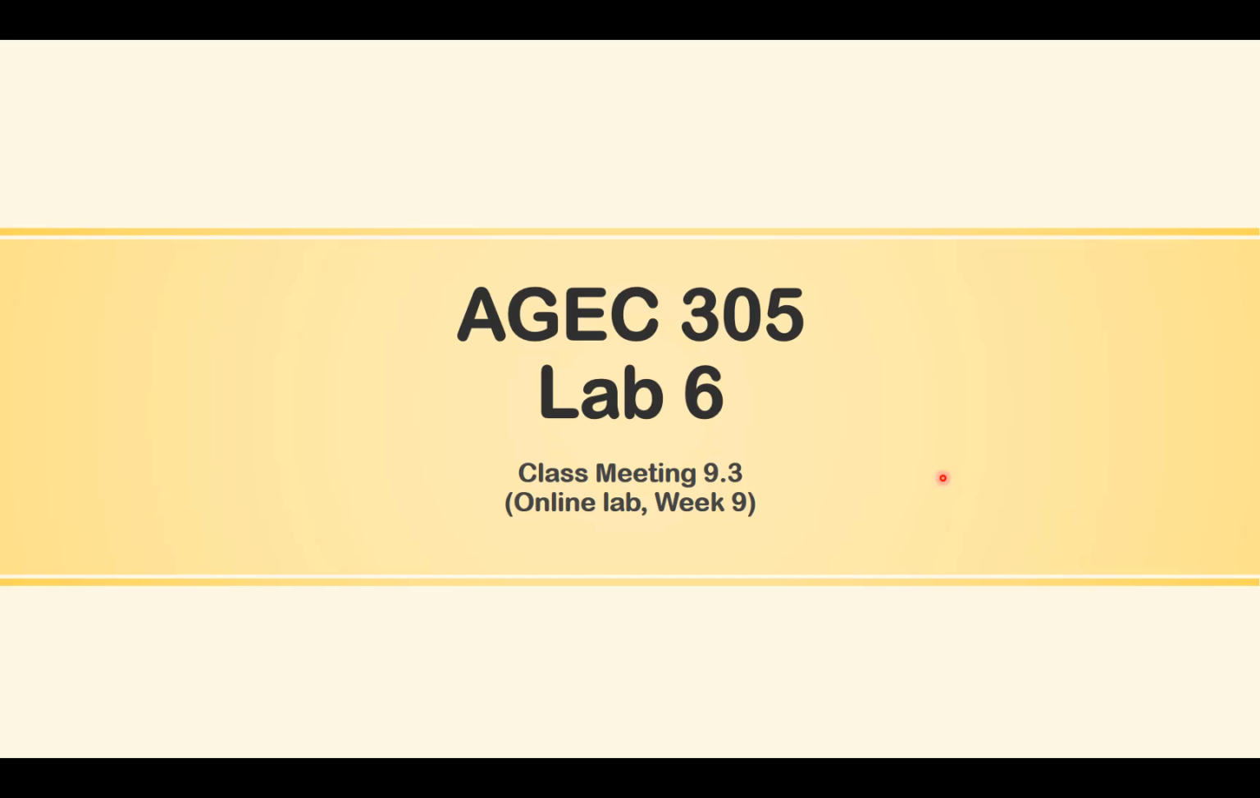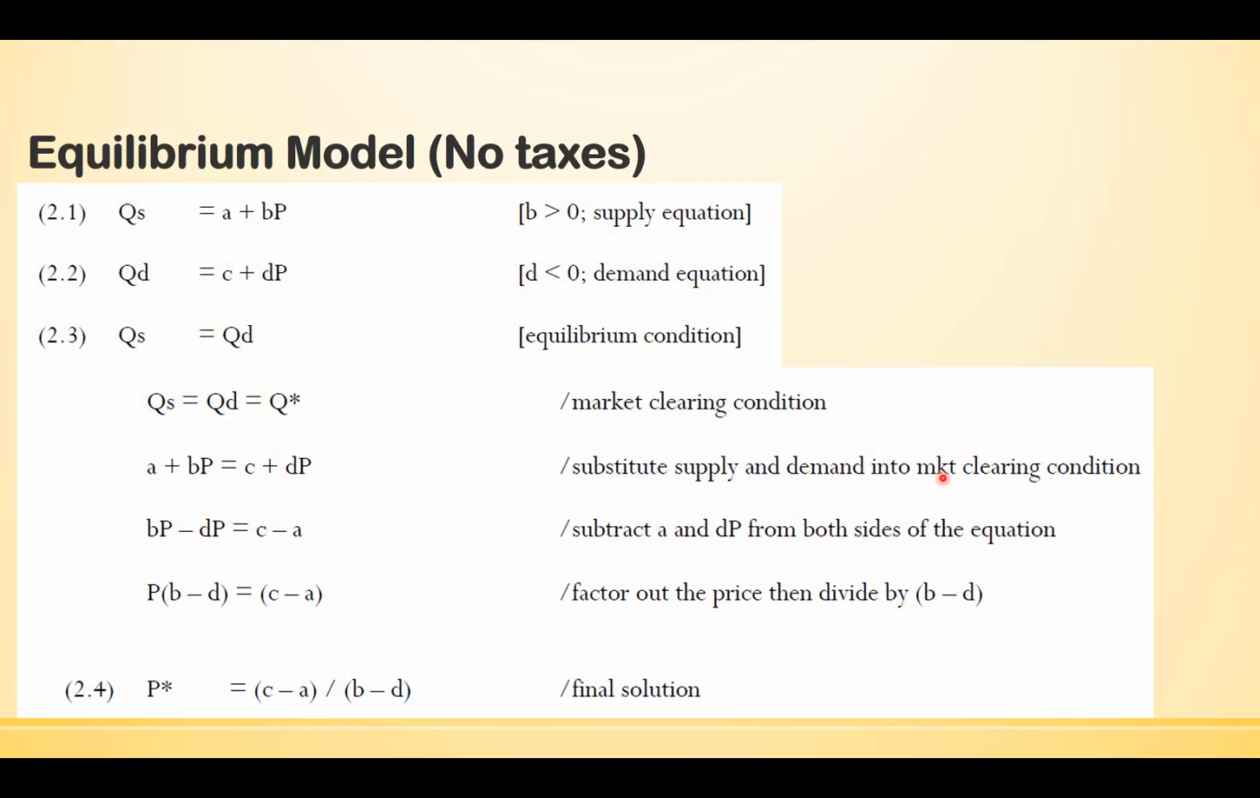Okay, so the first thing is an equilibrium model with no taxes. So we have a supply equation, a demand equation, and then this equilibrium condition, or the market clearing condition. Once you say that supply and demand quantities are equal, then you end up with only one variable, the Q star. We put the star there to say that's the balanced out version of the quantity.